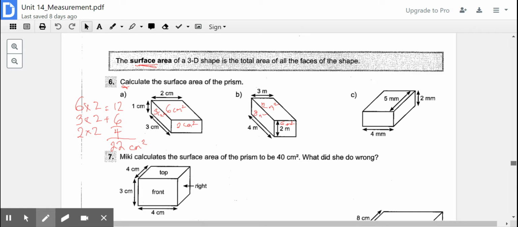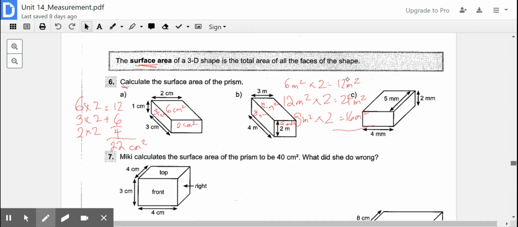Once I have those, I can say, because I know the front, I know the back. So I've got 6 meters squared, and it's times 2 because there's a front and a back. I know the top, I know the bottom, so that's 12 meters squared times 2. And if I know the left, I also know the right. 8 meters squared times 2, 16. To find the total surface area, I have to add all of the faces together.